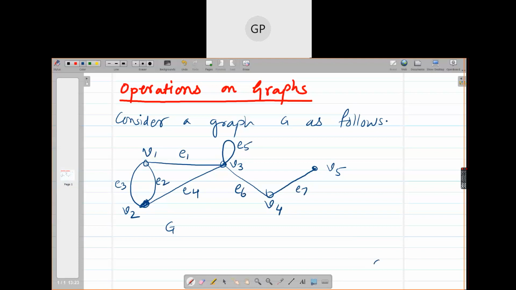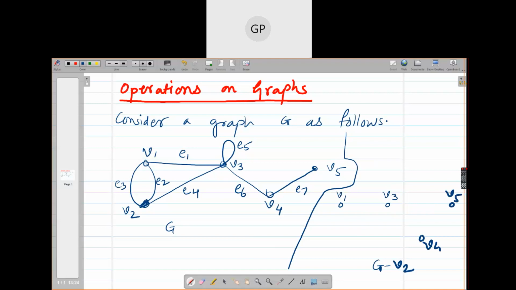Now what is G minus V2? When you delete any particular vertex or vertices from the graph, the edges which are incident on that vertex are automatically deleted. Do you understand this? So how will G minus V2 look? I have to draw V1, then V3, V4 and V5.